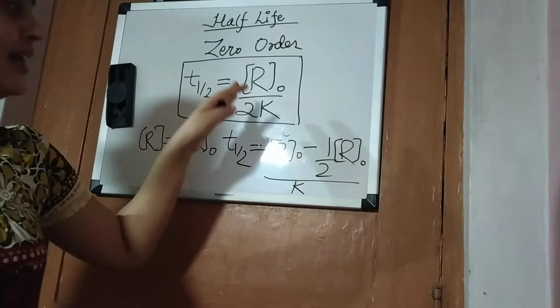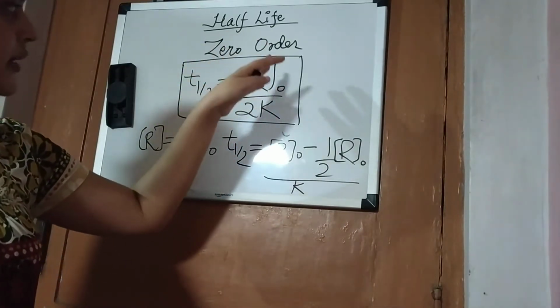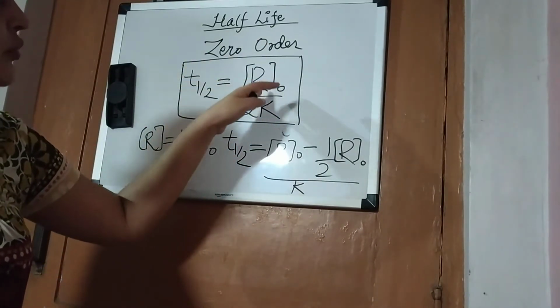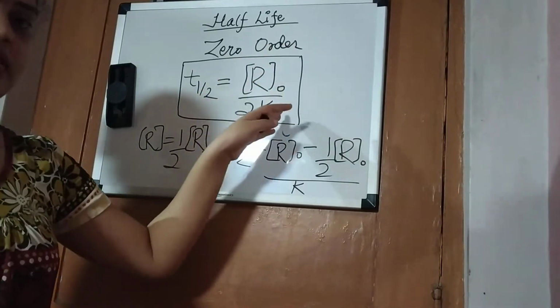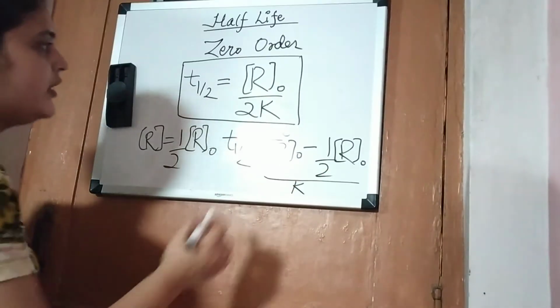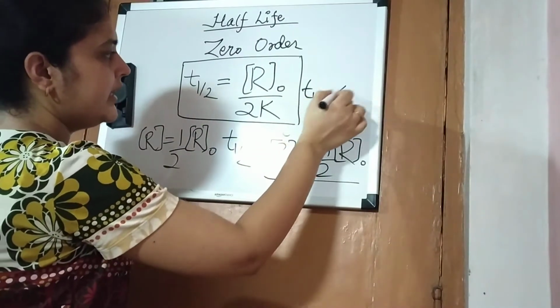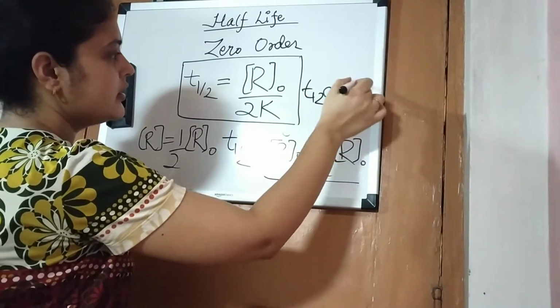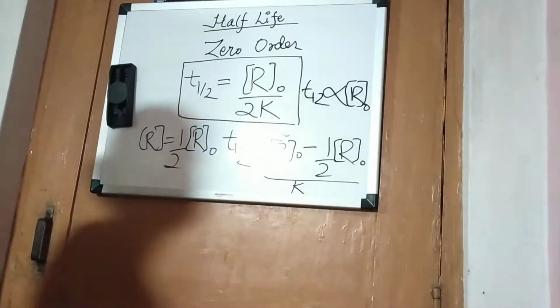Now you can see that half-life of the zero order reaction is directly proportional to the initial concentration of reactant. Half-life is directly proportional to initial concentration of reactant, right?